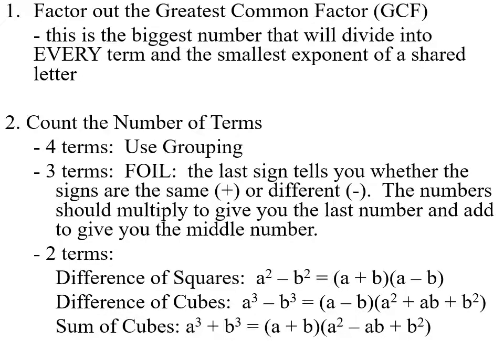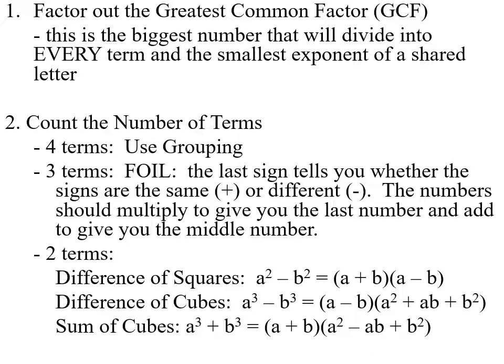If you have 4 terms, we can do it by grouping, and I'll tell you what grouping is. If it's 3 terms, we're kind of doing the reverse of FOIL. So we're going to look for signs that are either the same or different, and then how they add up to give you the middle number and multiply to give you the last number. So we'll go through those steps.